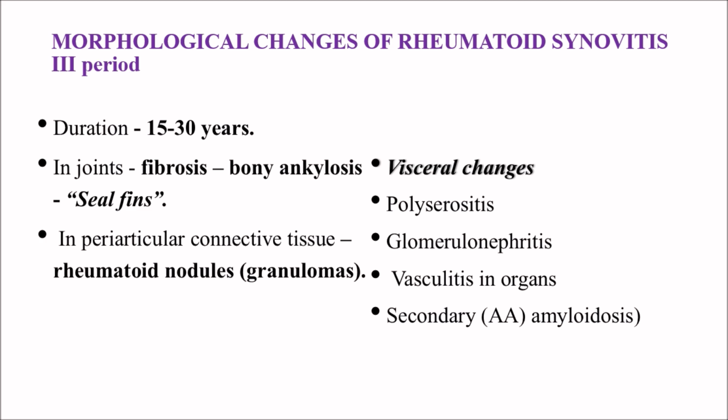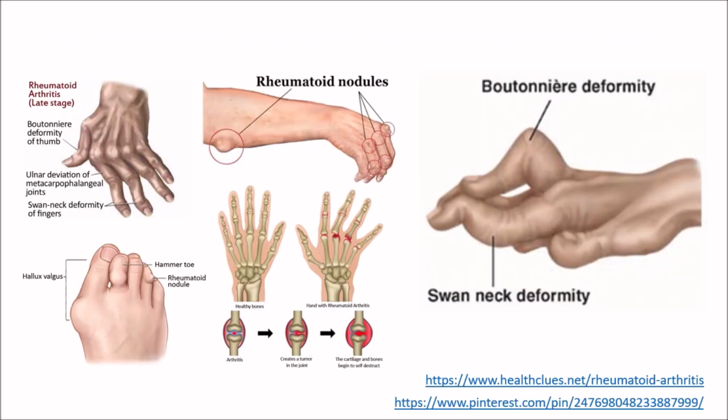In the periarticular connective tissue, the rheumatoid granulomas develop. Also, the internal organs are affected during the third, final period, with the development of polyserositis, glomerulonephritis in the kidneys, vasculitis in many organs, secondary amyloidosis, and so on.